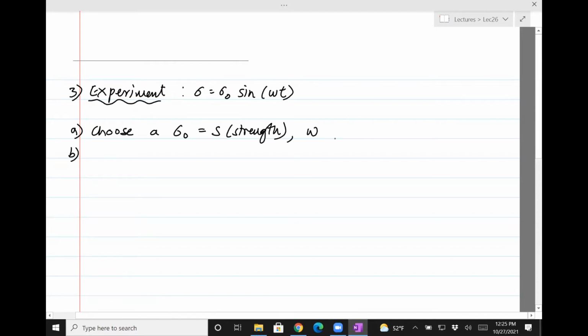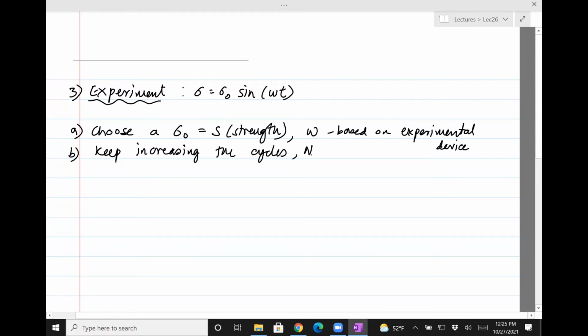Then choose omega. Omega is something which is determined by the testing apparatus. You cannot go to a faster frequency because there might be a limitation there. So this would be based on the experimental device. Then keep increasing the cycles. So you keep loading it: 1, 2, 3, 4, 100, 200, 300, thousands, a million, and so on. You do it till it fails.